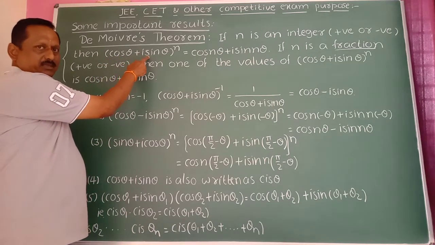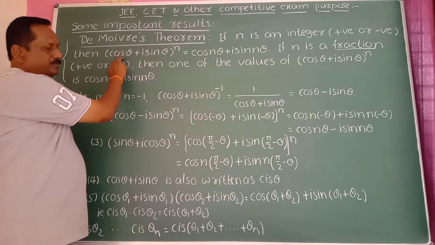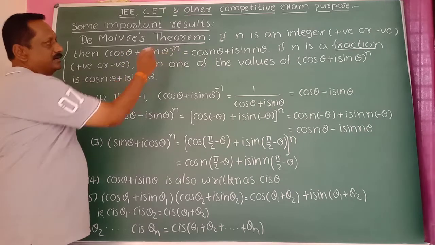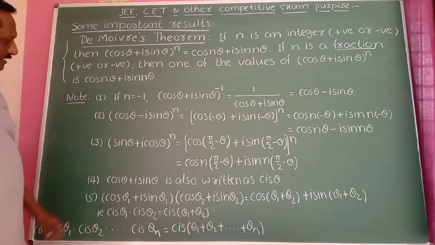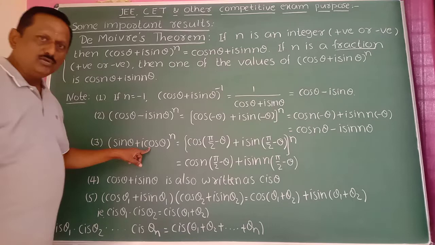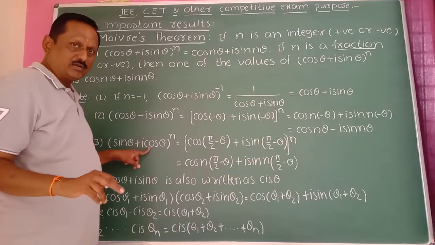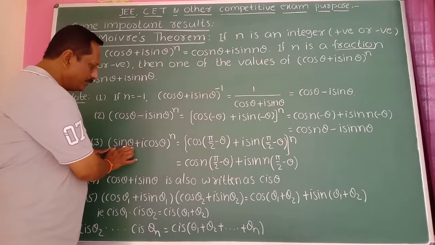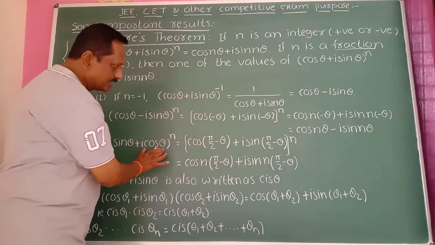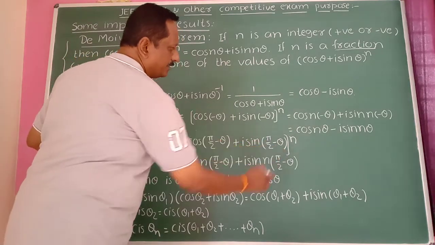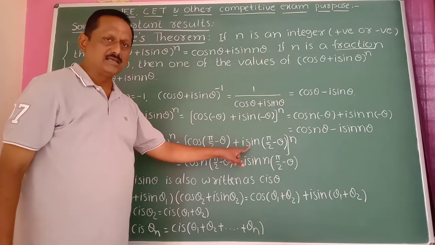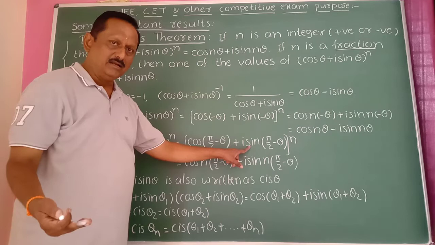And De Moivre's theorem is applicable only when the real part is cos and the imaginary part is sin. Compulsorily, real should be cos and imaginary should be sin. Then only De Moivre's theorem is applicable. But here the real part is sin and the imaginary part is cos. So use the allied angle formula: sin theta can be written as cos of pi by 2 minus theta, and cos theta is sin of pi by 2 minus theta. So real part is cos, imaginary part is sin, and then we can apply De Moivre's theorem.